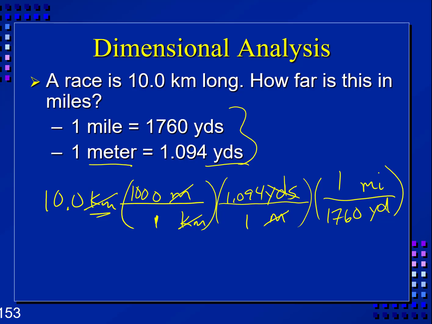So my units, I've got the correct units now, so I probably set the problem up right. Units are your friends. Okay. Then I just do 10 times 1,000 because it's on top, times 1.094 because it's on top, and the 1760 is on the bottom, so divided by 1760 equals. And if anybody runs cross country, they would have been able to tell you it was 6.22 miles per 10K.